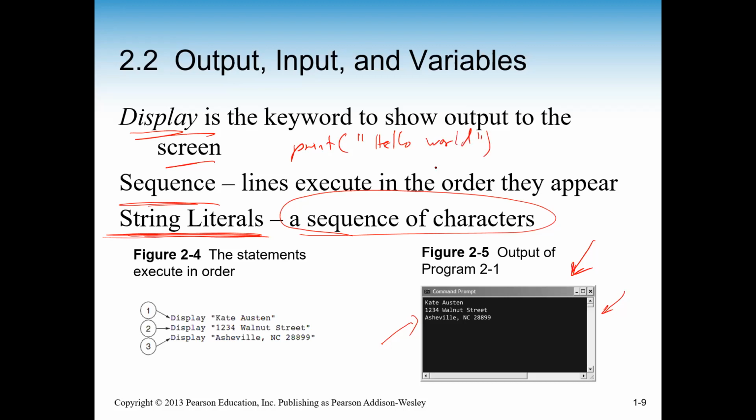All right, and that's a print statement there. All right, so that's a string literal. All right, so you can see here the statements. We have 3 display statements, and they execute in order. So we're going to say display Kate Austin, display her address, the city, state, zip code, and you can see that all of that is displayed there in sequential order.